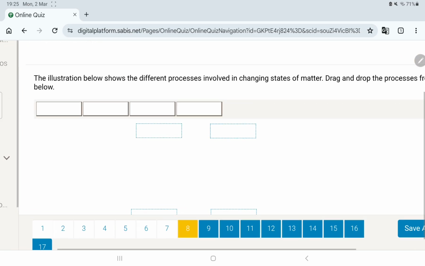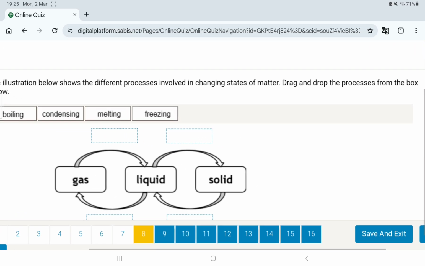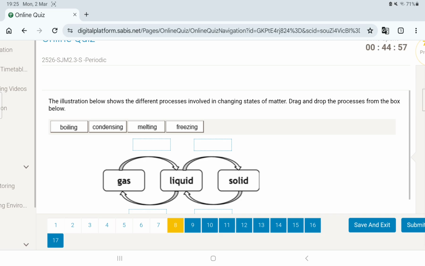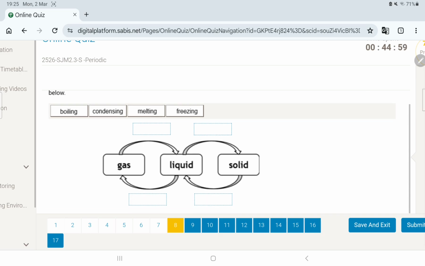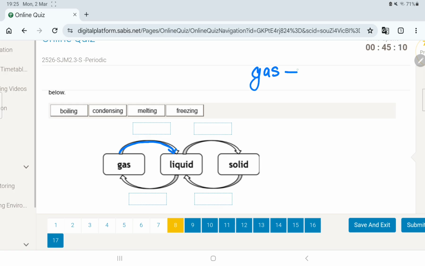Question 8 says, the illustration below shows the different processes involved in changing states of matter. Drag and drop the processes from the box below. Now guys, this question is actually really easy. Let's see here. When a gas changes to a liquid, what do you expect to happen? The gas will condense. So this is condensing.